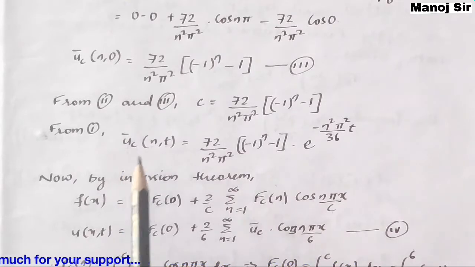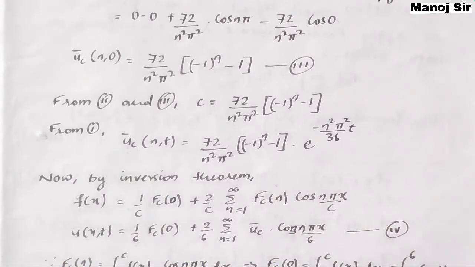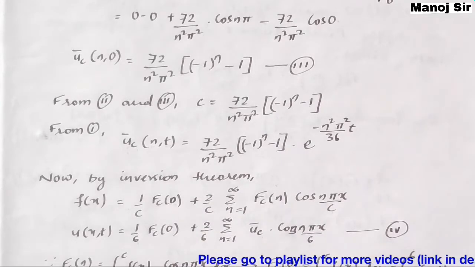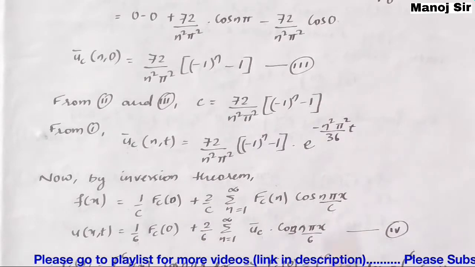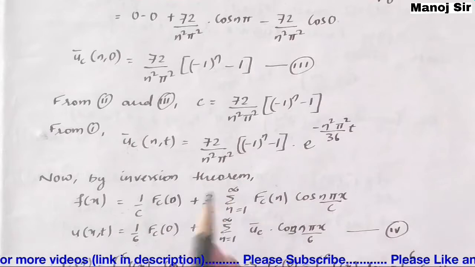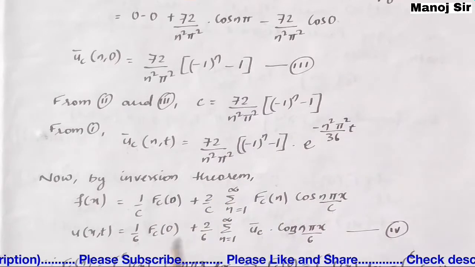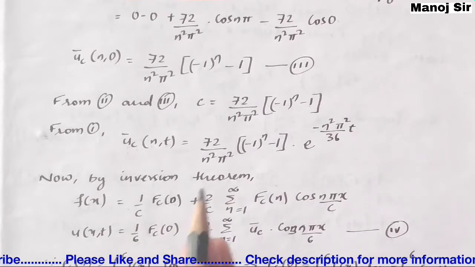We have the value of u bar c. This is the finite Fourier cosine transform. But we need u, the value of u, which is a function of x and t. For that, we will apply the inversion formula. What is the inversion formula or inversion theorem? That is the inverse finite Fourier cosine transform.